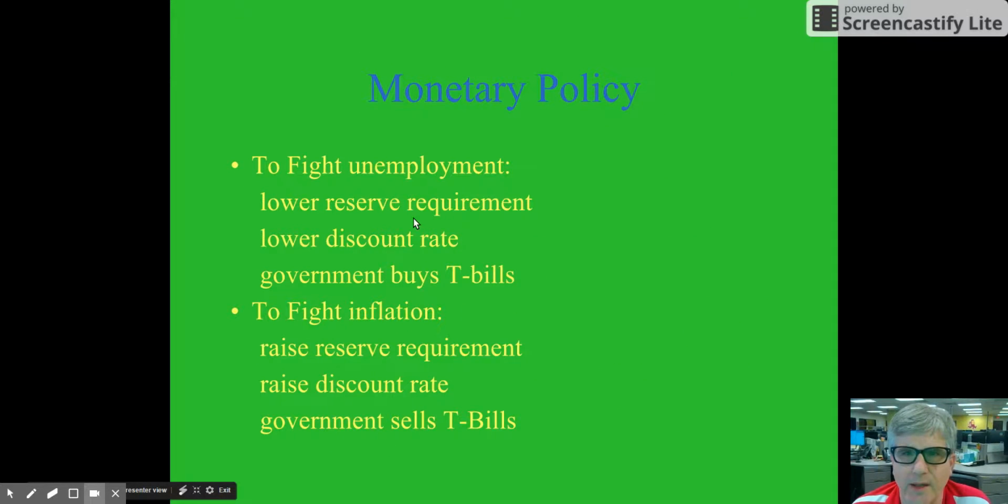So with monetary policy, we have the 3 tools. To fight unemployment, to raise employment, to raise GDP: lower the reserve requirement, lower the discount rate, and the government buys T-bills. To fight inflation, to lower GDP, lower the debt: you raise the reserve requirement, you raise the discount rate, and the government sells T-bills. This is the end of monetary policy number 3. This is the end of monetary policy.